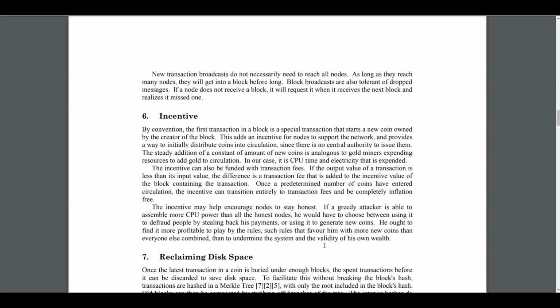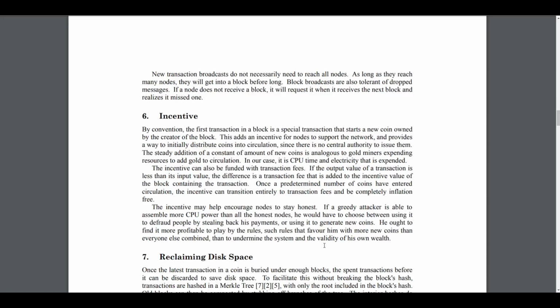The incentive can also be funded with transaction fees. If the output value of a transaction is less than its input value, the difference is a transaction fee that is added to the incentive value of the block containing the transaction. Once a predetermined number of coins have entered circulation, the incentive can transition entirely to transaction fees and be completely inflation-free. Wow.